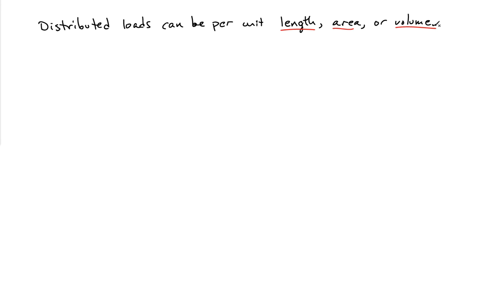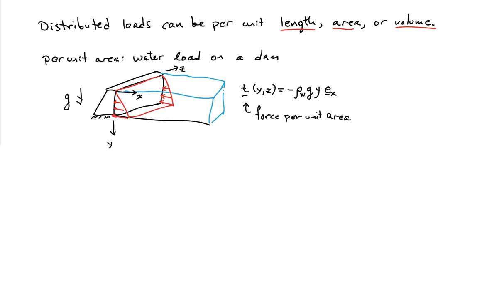And let's just look at two very simple examples here. So an example of a per unit area loading would be the load that a mass of water applies to the face of a dam. So over here I have a dam, and there's the face of the dam, and we have this mass of water here that's pushing on the face of the dam.